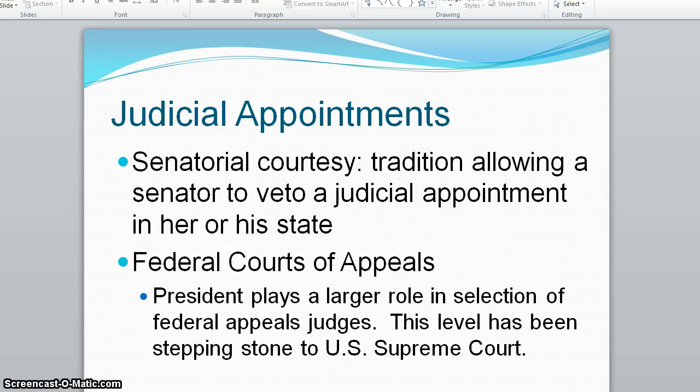Senatorial courtesy allows senators to veto a judicial appointment in their state, acting as a constraint on the president's freedom to appoint judges. The opposition party has also been given senatorial courtesy, though it was denied to Democrats in 2000. Candidates for the courts of appeals are scrutinized more closely since they are fewer in number and thus more influential. These positions are often seen as stepping stones to the Supreme Court.